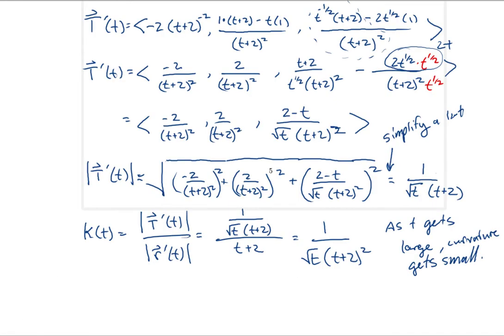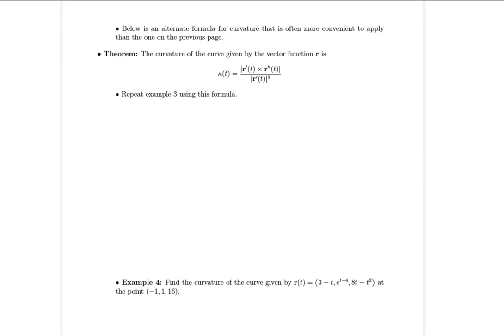Now that process we just went through was admittedly pretty rough. Finding a unit tangent vector and then having to take its magnitude is, in most cases, algebraically miserable. So what would be nice is if we could skip it. So this formula on the next page here gives us a way of doing that.